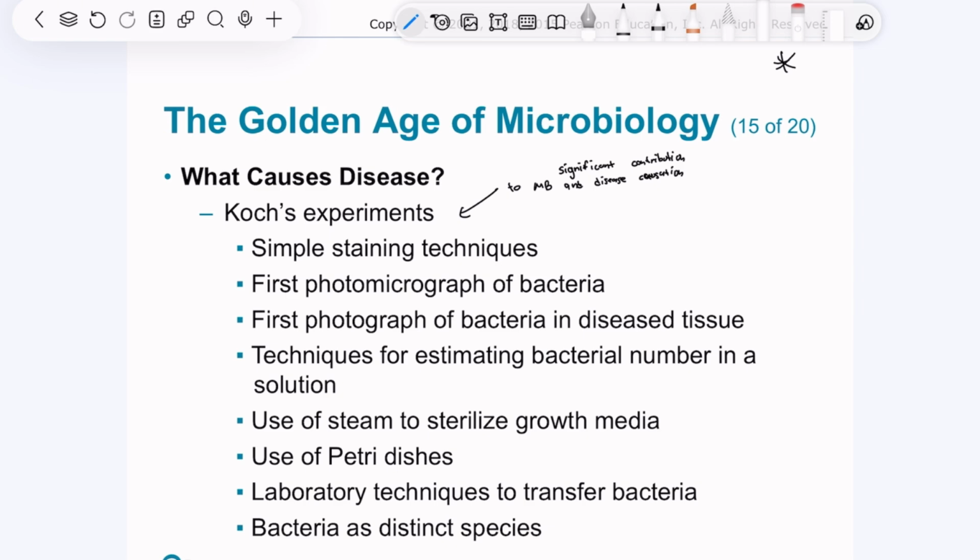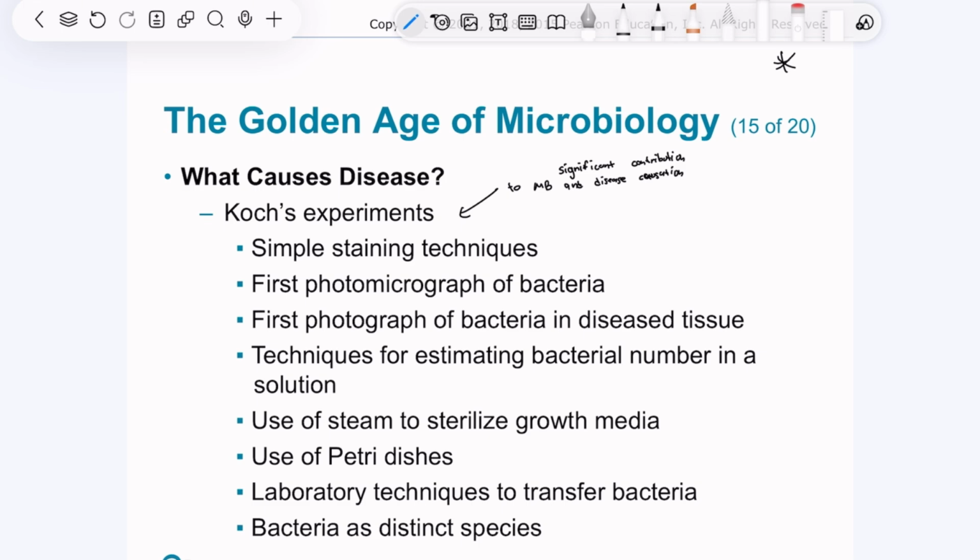And there's also the use of Petri dishes. Koch's lab was instrumental in the development and use of Petri dishes, which provided a sterile environment for cultivating bacteria. Then there are also laboratory techniques to transfer bacteria. These are methods for safely transferring bacteria between media, which were essential for isolating and studying specific bacterial strains.